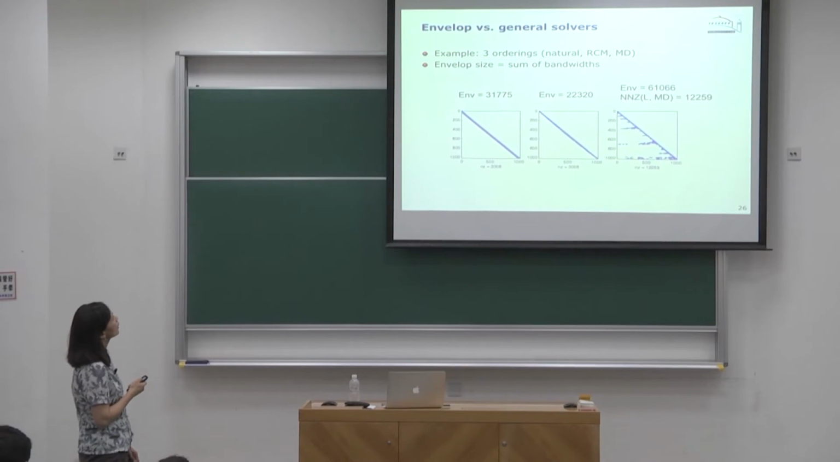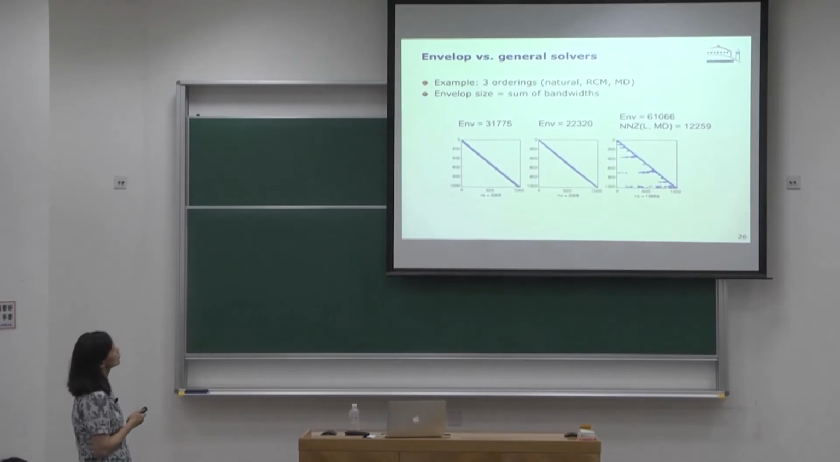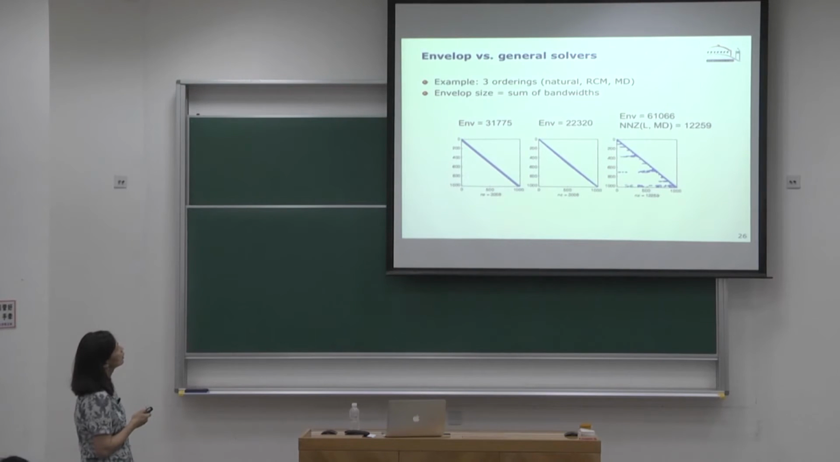Here I give you one example. There are three orderings for this. One is natural ordering, one is using RCM, reduce the bandwidth, and then the minimum degree ordering. Now I'm looking at the envelope size, which is the sum of all the bandwidths. Every row and every column has a bandwidth, and I just take the sum of all of them. So that's the definition of envelope.